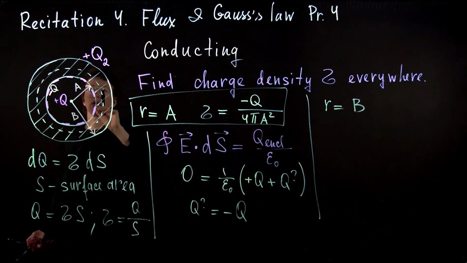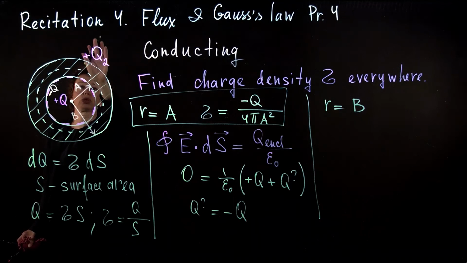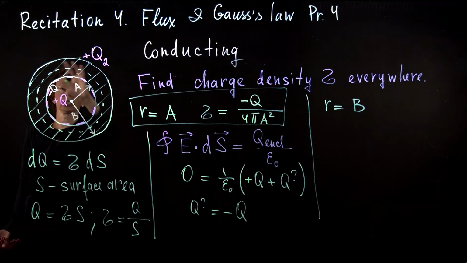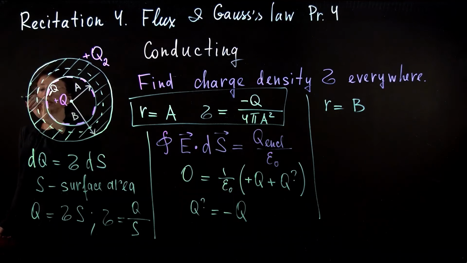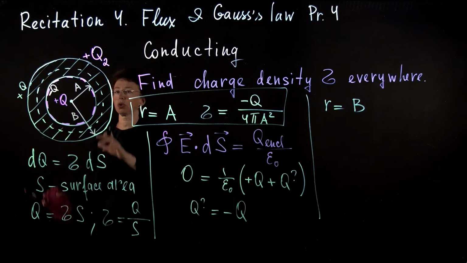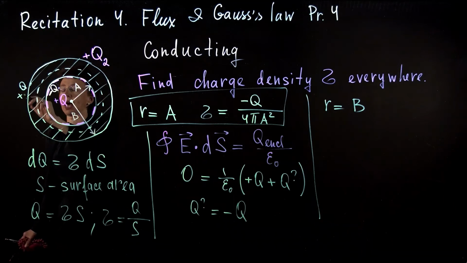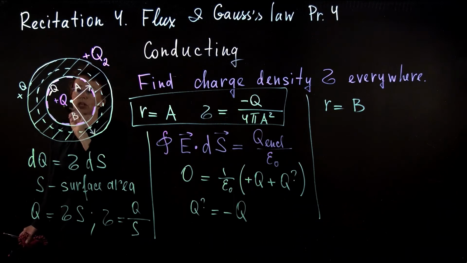So let's think about it. Forget for a minute about Q2. What do we have here? We have plus Q at the center, and minus Q is built on the inner surface. This is the conductor. It is neutral if we forget about Q2. So minus Q is built on the inner surface, then plus Q will be left on the outer surface. Plus Q is built here because minus Q was induced by the charge at the center.